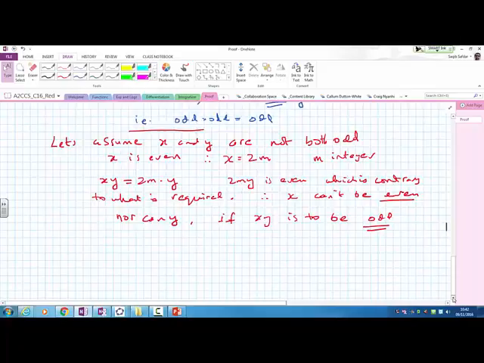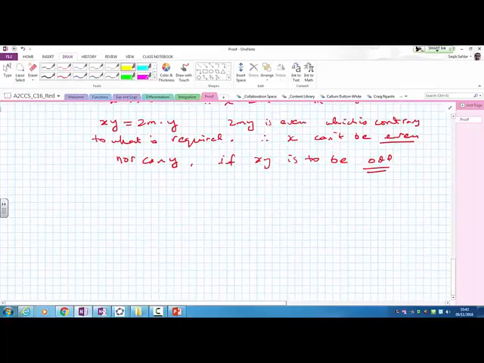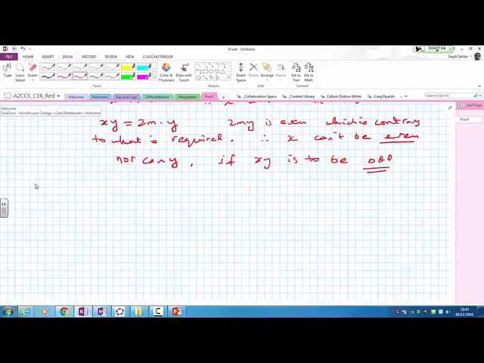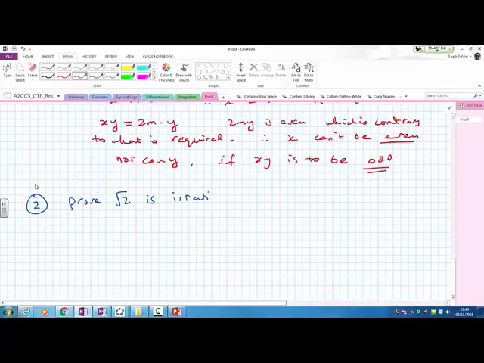Let's look at another one. Okay, let's have a look. This is quite a nice one. Let's prove the square root of 2 is irrational. The square root of 2 is irrational. Prove it.